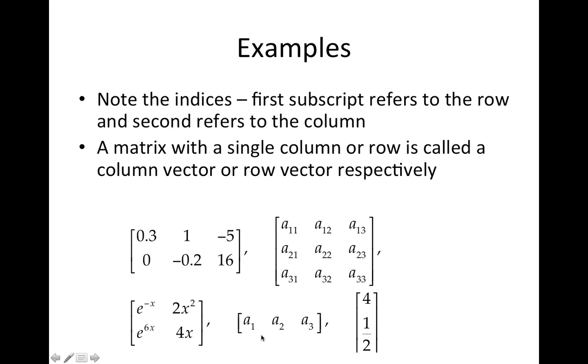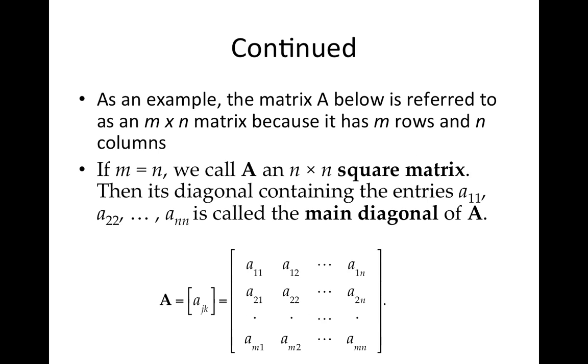This is referred to as a row matrix or a row vector because it's a matrix that consists of a single row. This is referred to as a column matrix or column vector because it has a single column. So that's some of the notation that you'll see when discussing matrices. We'll go over some additional definitions.